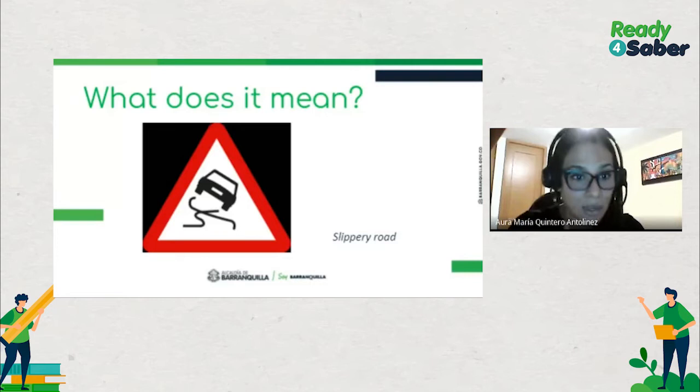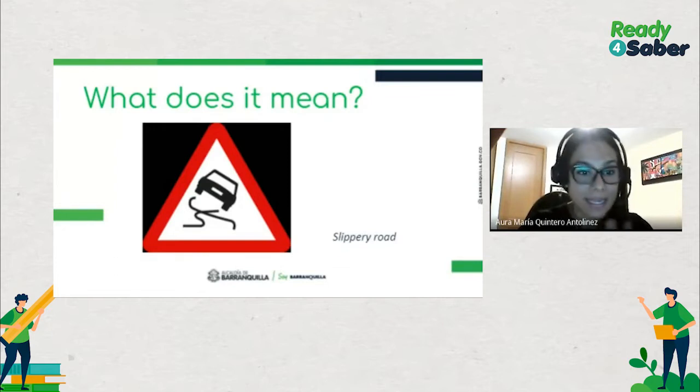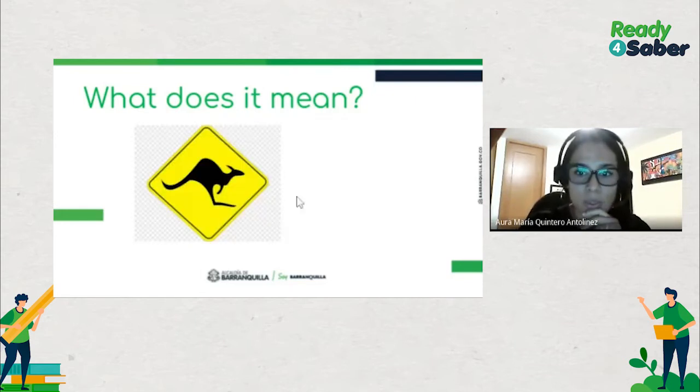Slippery es resbaloso. Si se fijan en la señal, hay como esa idea de que el carro resbala. You see the lines, como mencionas, Ana, así como losing the control of the car. When you lose control, something similar. Very well. So, slippery road. Slippery, resbaloso, para que lo tengan en cuenta. Let's go with the next one.